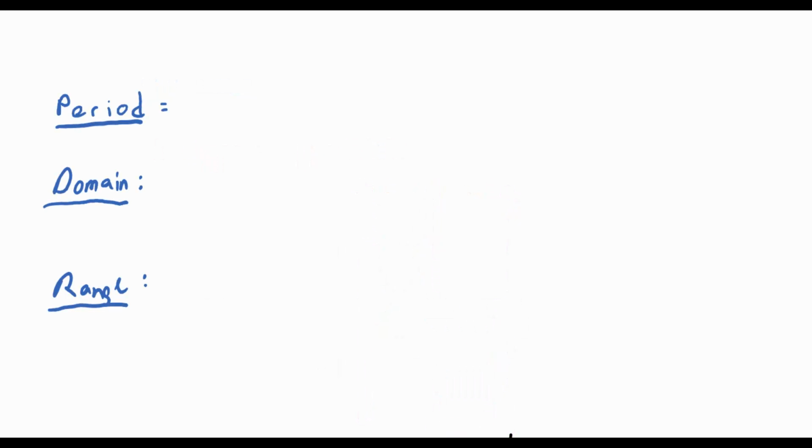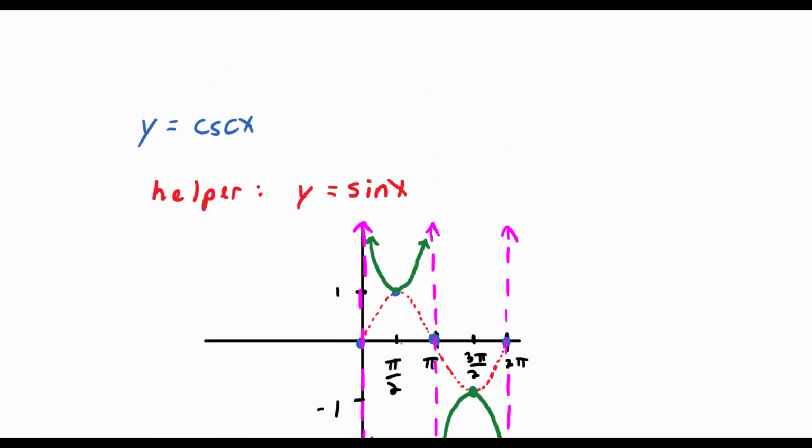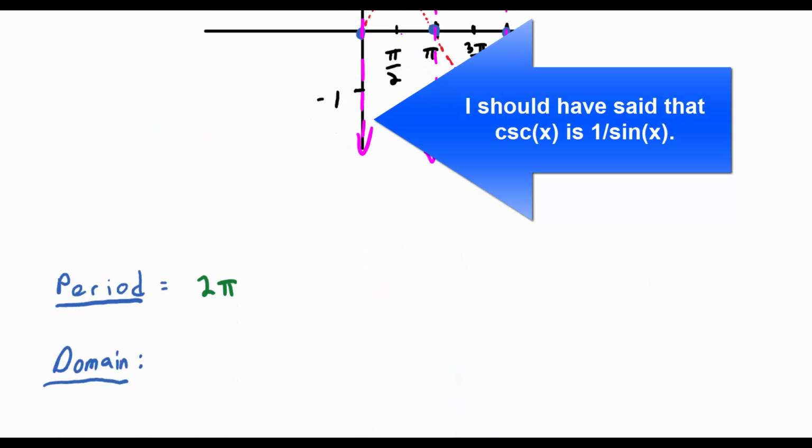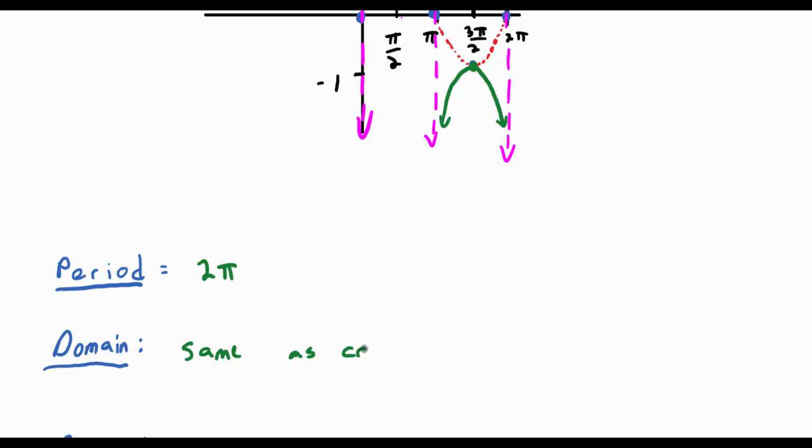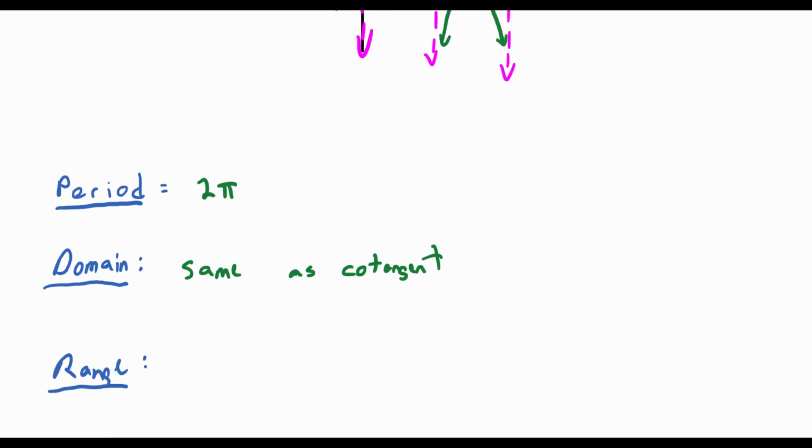Okay? The period we said was 2 pi. Domain would be the same as what? Since the denominator of the cosecant is sine of x, the domain would be the same as cotangent. So I'll let you look at that. The range is actually the same as what? Same as secant. So I'm kind of cheating, saving some time there.